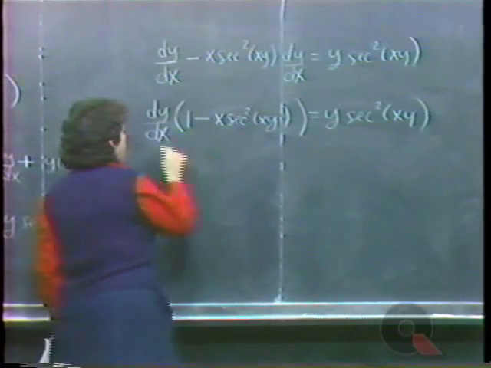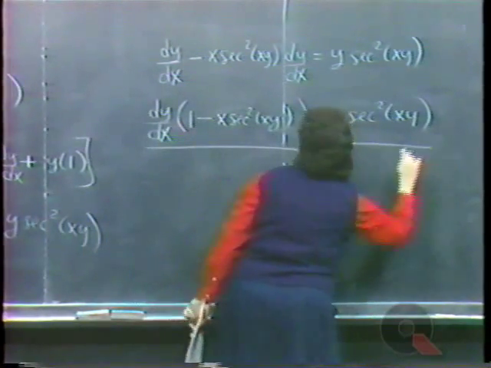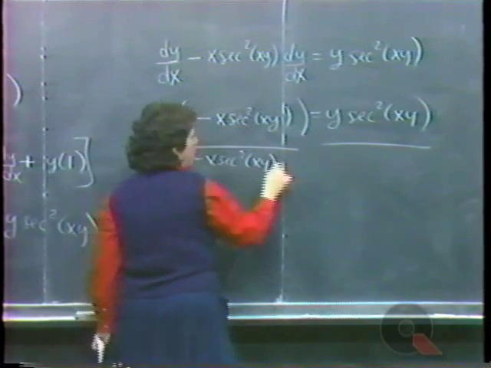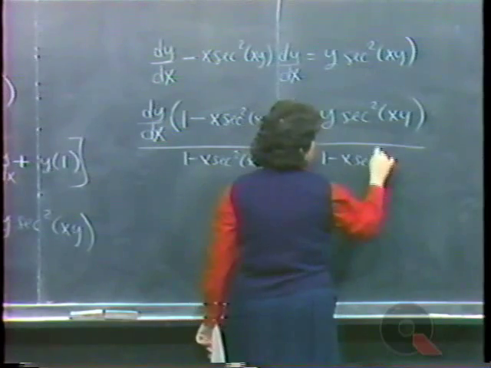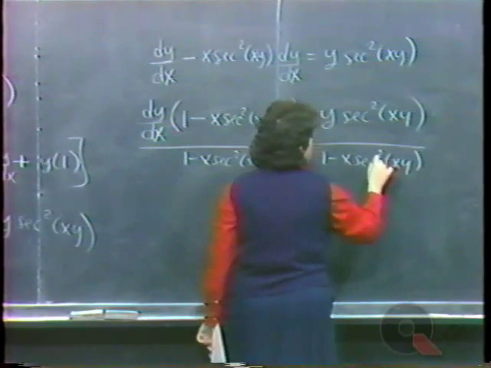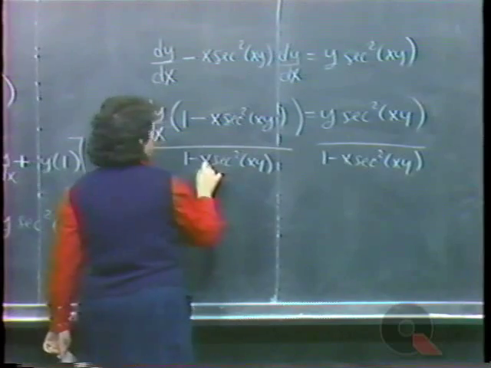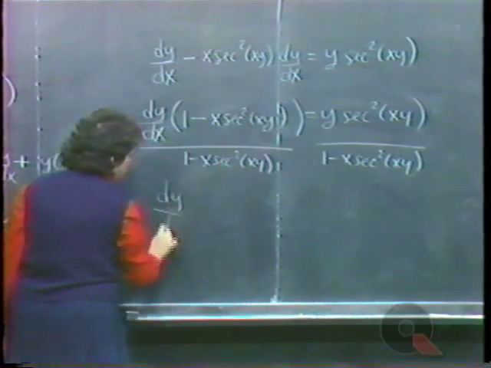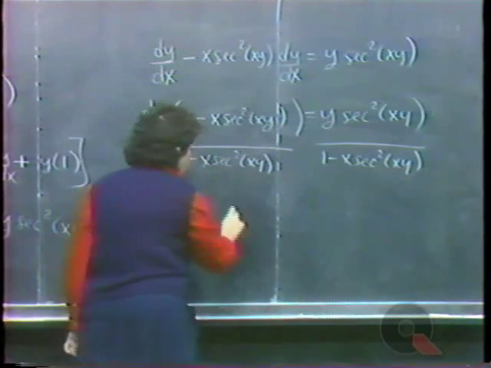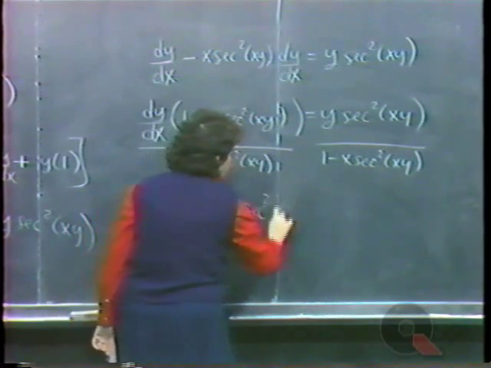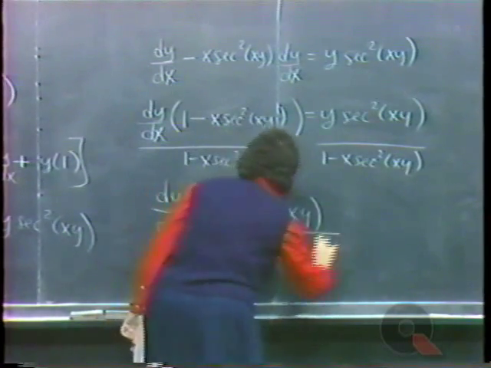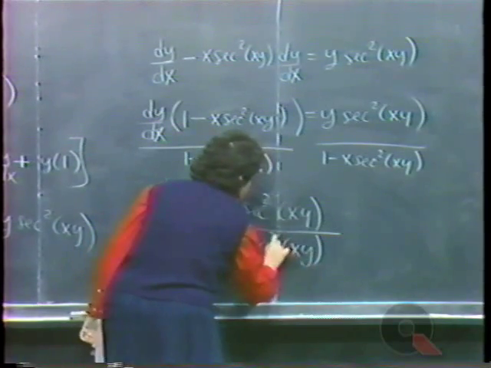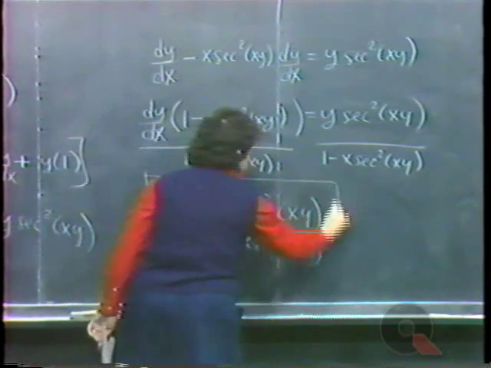And now finally, let's divide both sides of the equation by 1 minus x secant squared xy, so that these go out, and we have just dy dx alone on the left, equals y secant squared xy over 1 minus x secant squared xy.